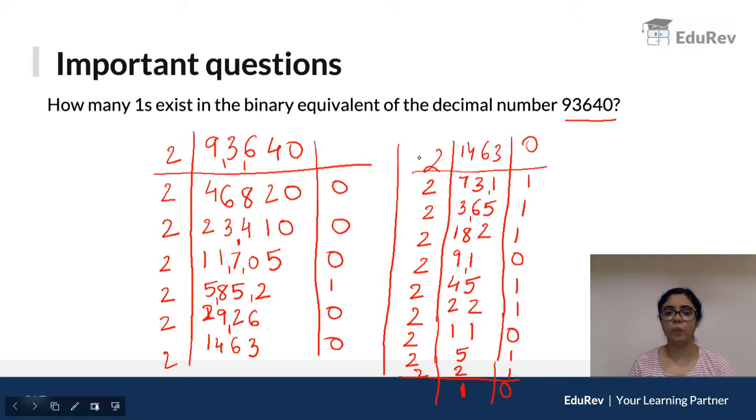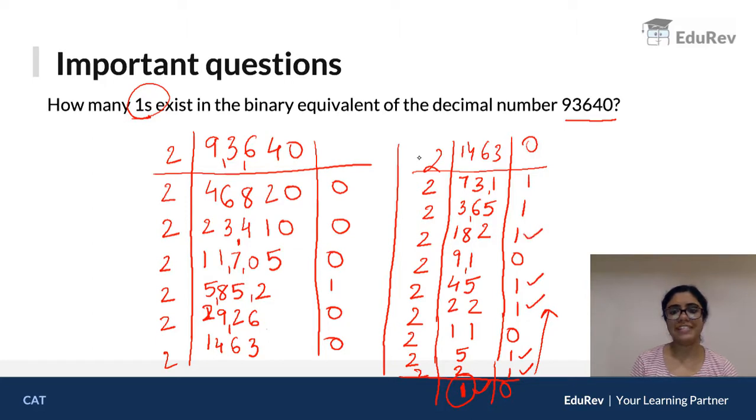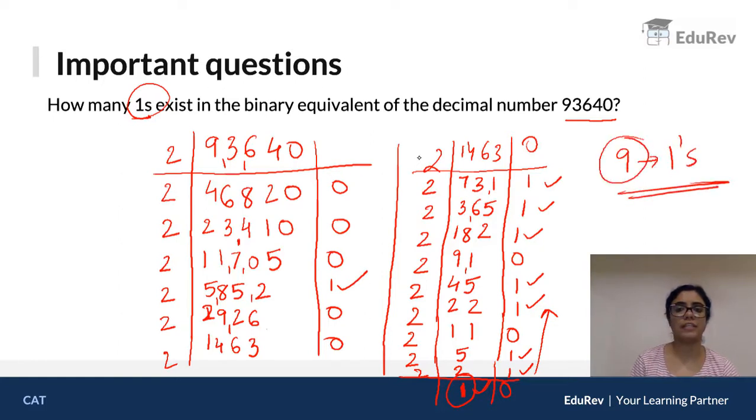So we start from this number and we move in this manner. But we don't need to write the entire number as such, because the question is how many ones exist. So how many ones are there? You're going to count with this one: 1, 2, 3, 4, 5, 6, 7, 8, 9. So there are 9 ones in this case. So your answer is 9. That's it.